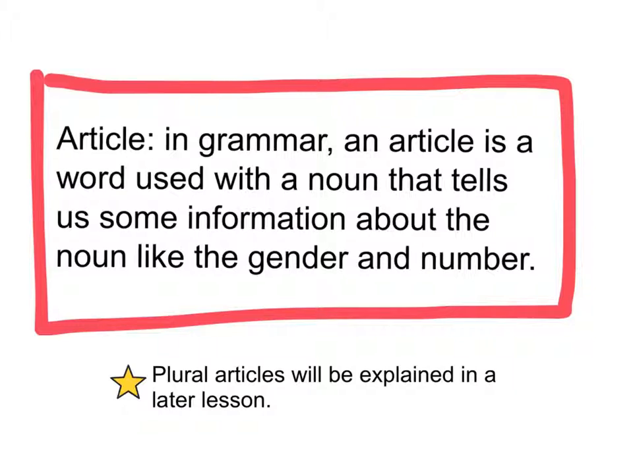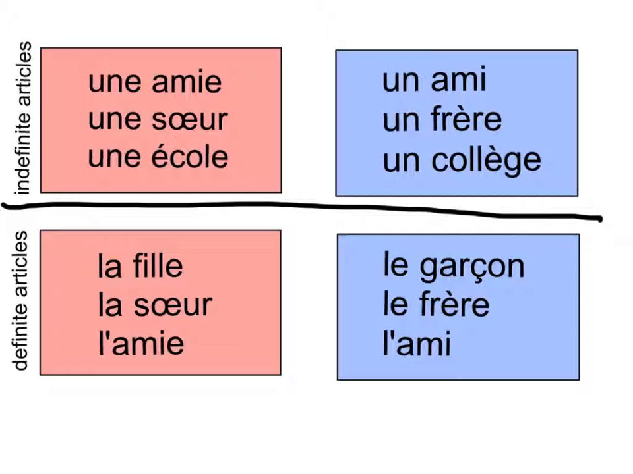Note that plural articles will be explained in a later lesson. They're mentioned in here, but we're just going to talk about masculine and feminine for right now. We have two different kinds of articles. One kind is called the indefinite article, and the other is called the definite article. We're going to see how those look, and then on the next slide, we'll go into the differences between indefinite and definite articles.